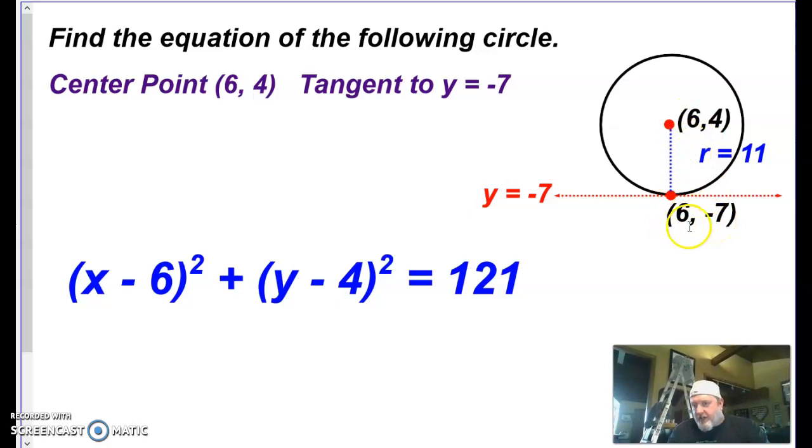Because the x's are the same, it makes it very easy for us to find our radius. We can just look at the difference between 4 and negative 7 here, and we know that our radius is a length of 11. So really, this is a long way of saying center point at (6, 4), radius of 11. Once we have those things in, we can plug into our equation. So (x minus 6) squared plus (y minus 4) squared equals the squared radius, 121.